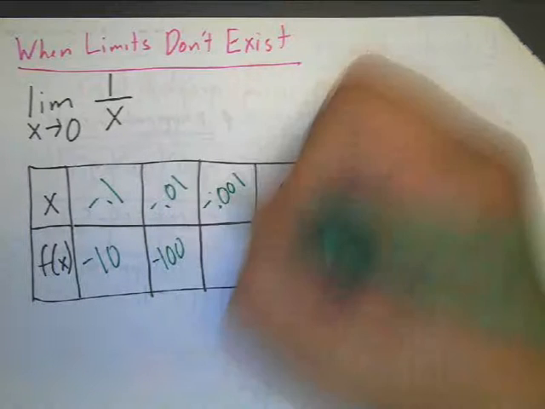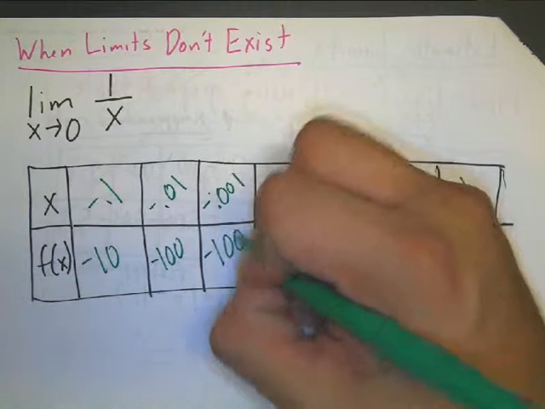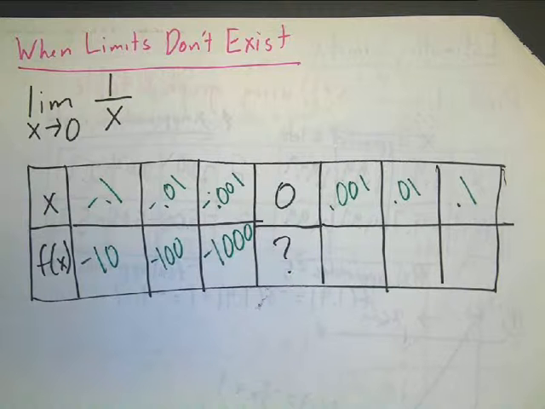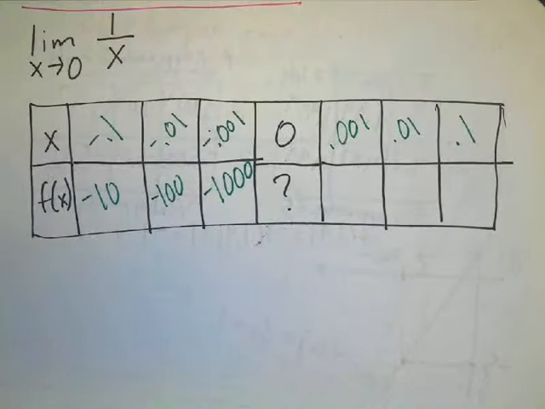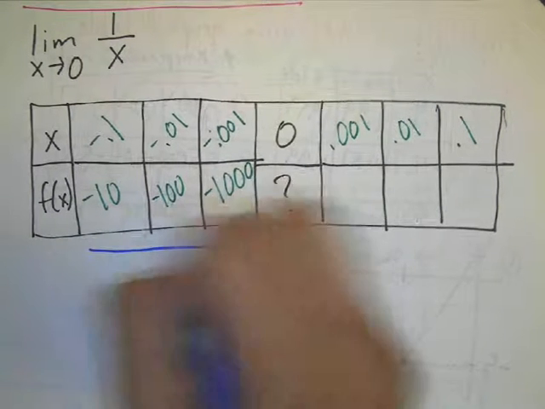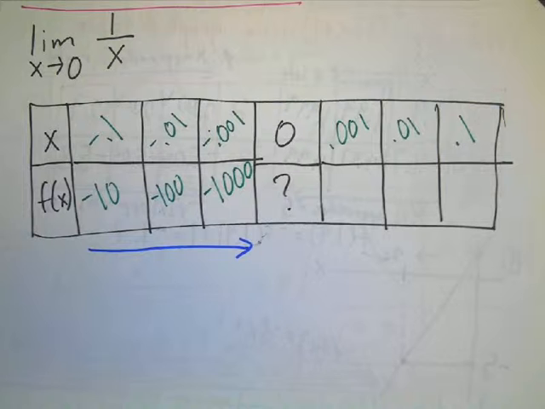Now, here's the thing. So that means from the left side, what does it look like as x gets closer to 0? What does it look like f of x is doing? It's just getting smaller and smaller. Not just to infinity, but to what? If it's getting more and more negative, it's going to negative infinity, right? It's going to negative infinity.